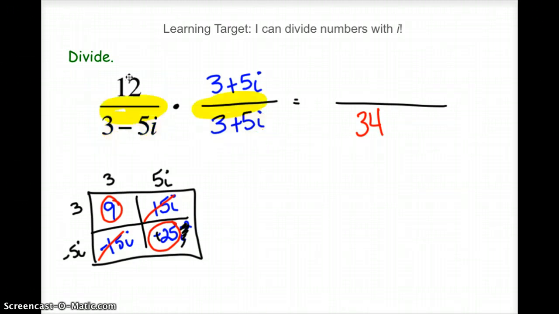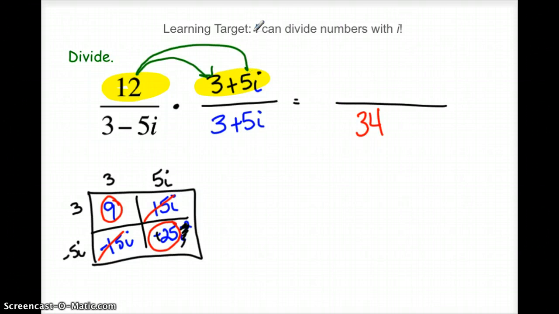Now I'm ready to move to the tops. I need to multiply these two things together. Do I need another 2 by 2 grid? I'm going to say no. This is just going to be a quick distribution. 12 times 3, and then we'll go back and do 12 times 5i. So 12 times 3, 36, plus 12 times 5, 60, with an i attached.